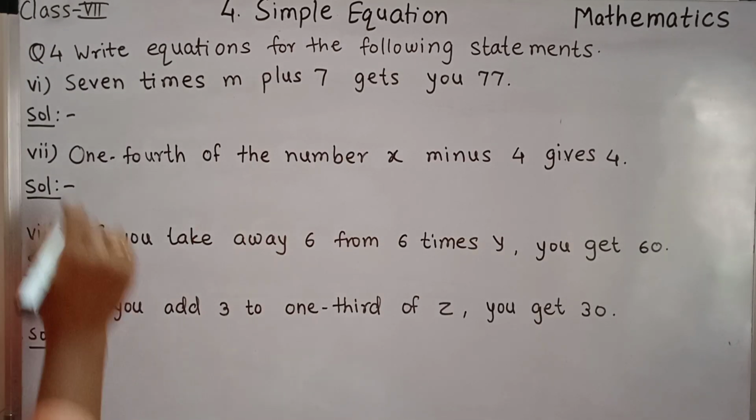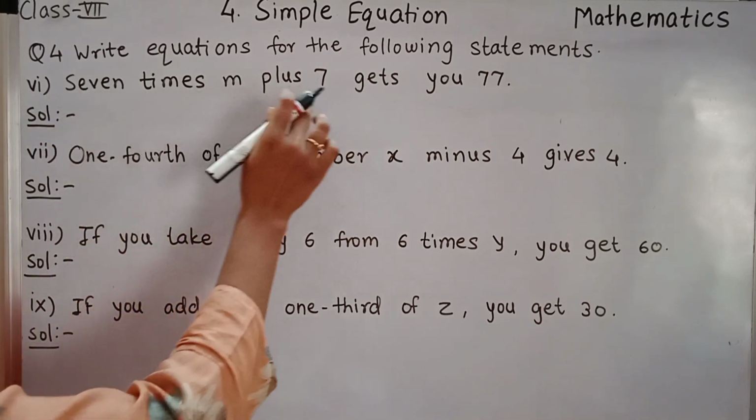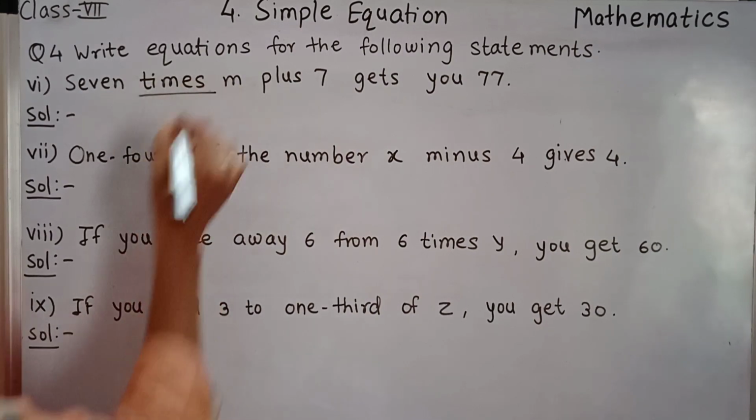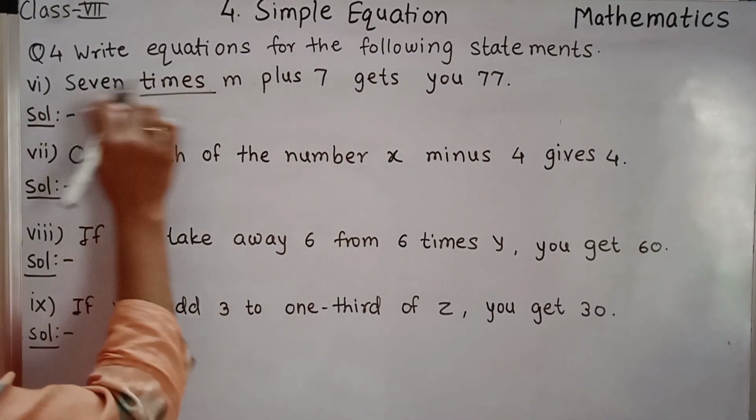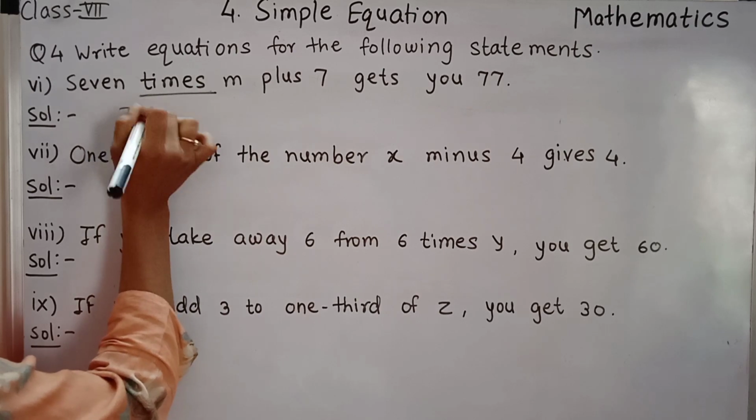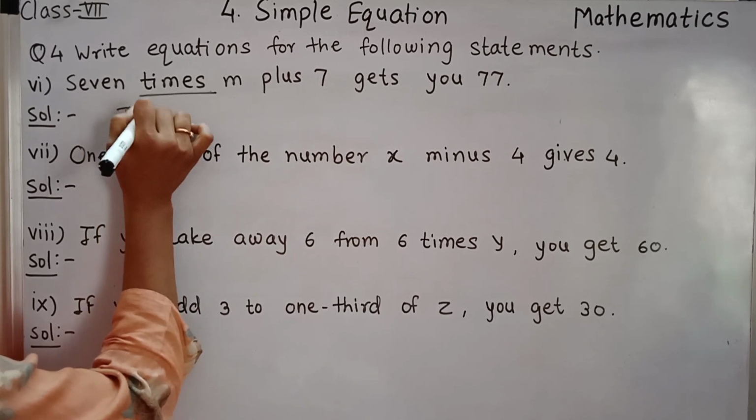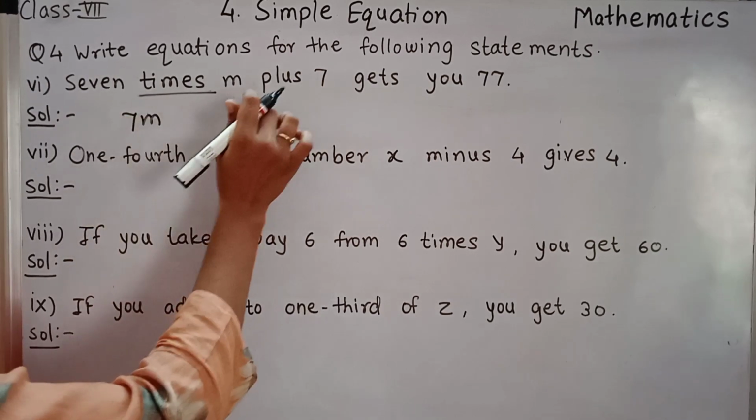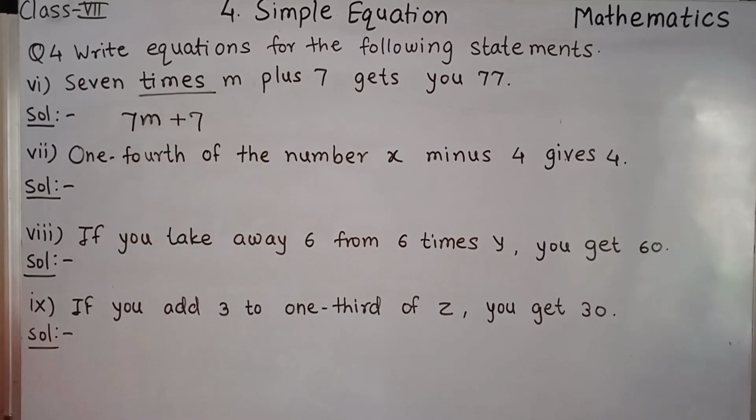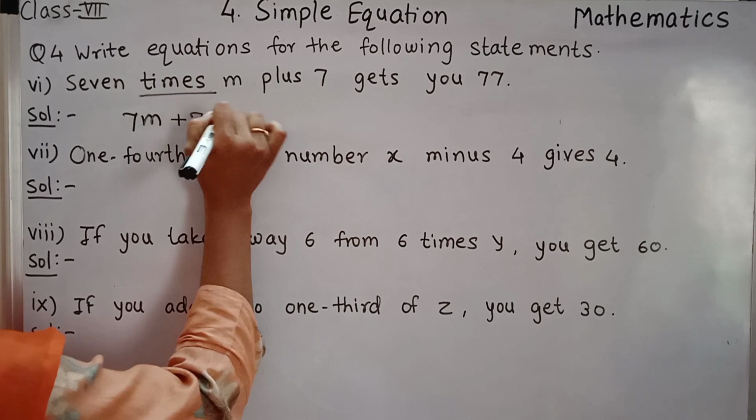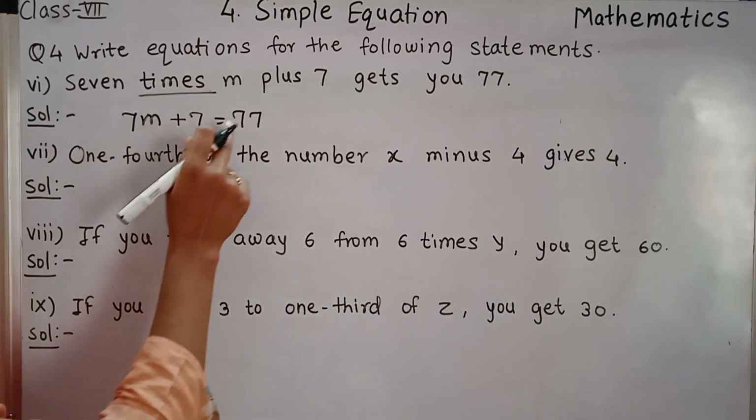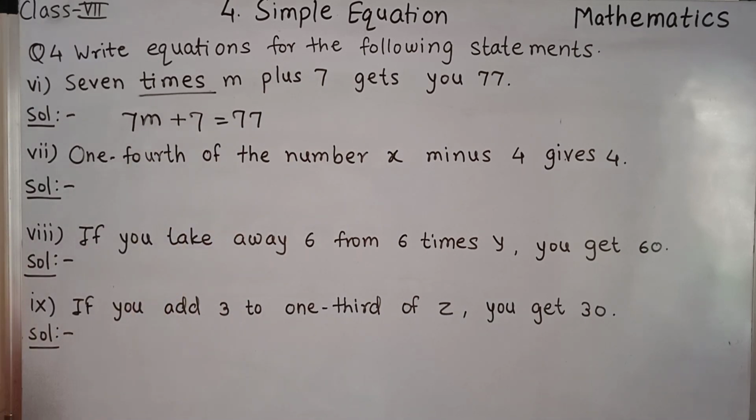Continuing with the next, the sixth one is: 7 times m plus 7 gets you 77. When it comes to times, it means multiplication. So 7 times m will become 7m. Then plus 7. So we need to add 7. Gets you means the final answer we got: 77. And therefore the equation will be 7m plus 7 equal to 77.